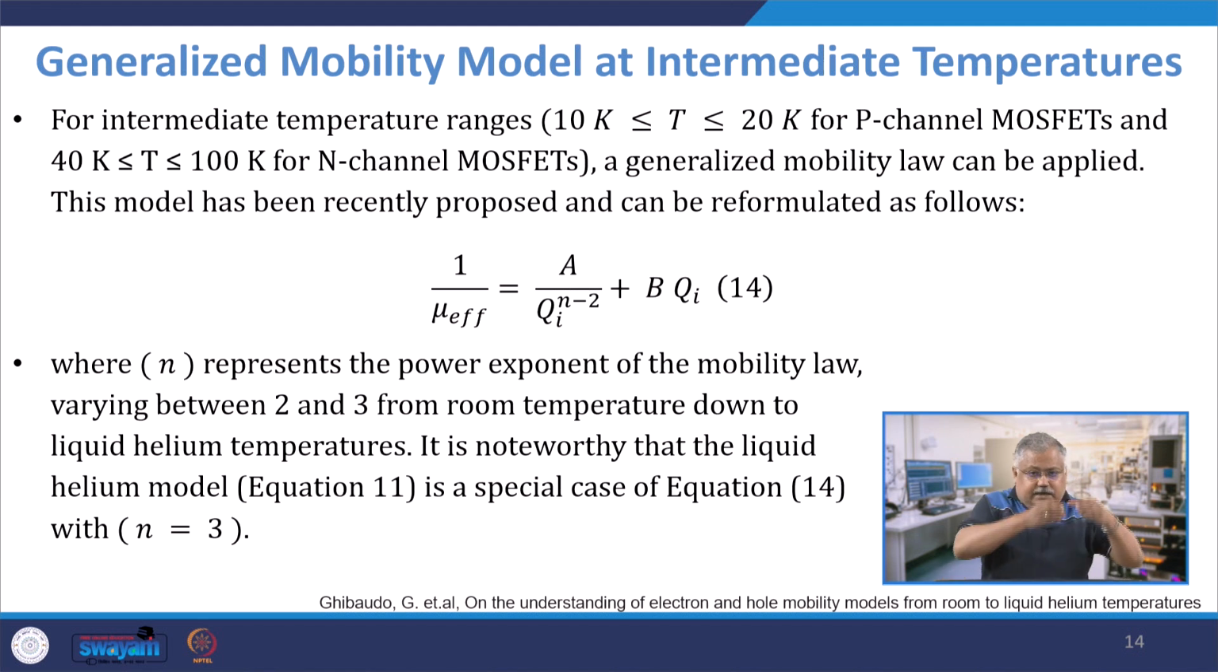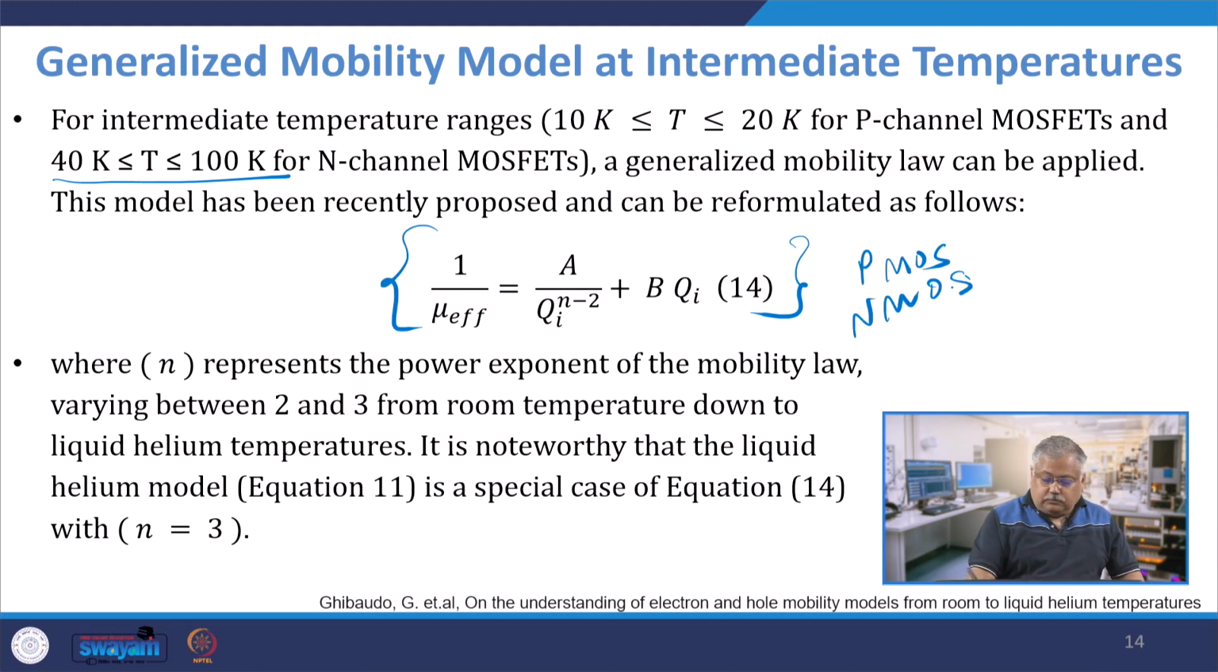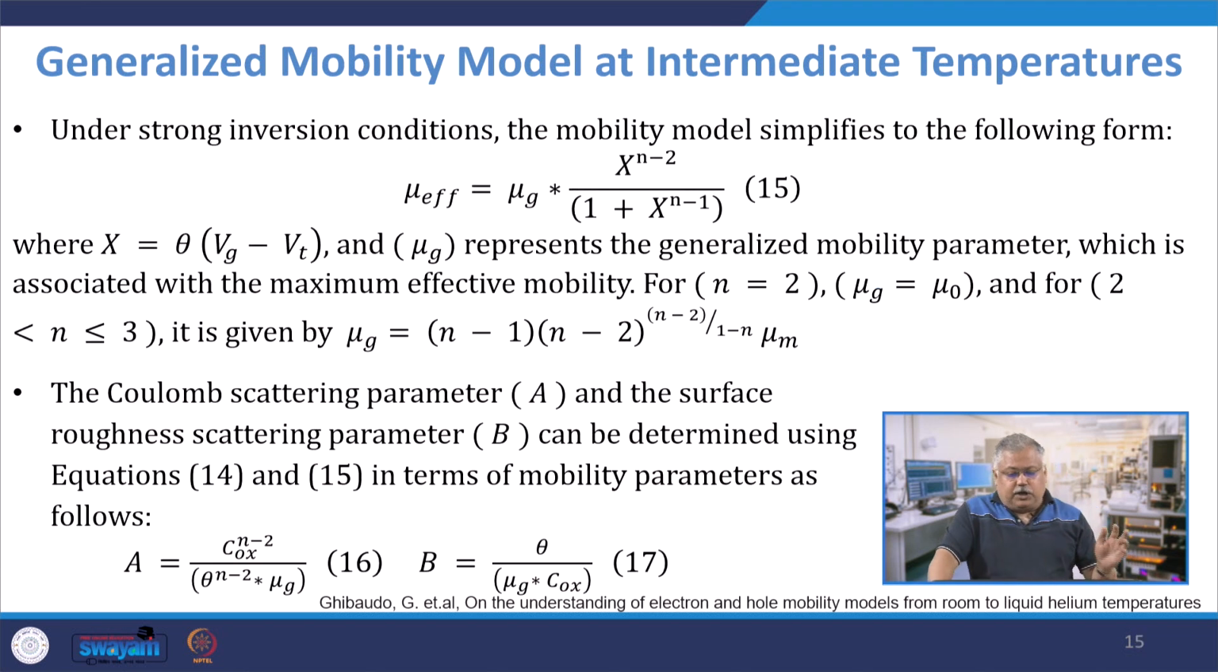So, for various regions of temperature range, you have various models available to us, and at T equals 40 to 100 Kelvin, this is the model which has been given for both PMOS as well as for NMOS, correct. Now, N is a factor which varies from 2 to 3 depending upon where you are operating. Typically, higher the N value, higher will be the mobility. So, when you go to 300 Kelvin, the N value is typically large, and it goes down as you lower your temperature. Right. Possibly in my last slide, I will explain to you what the other effective mobility models are.